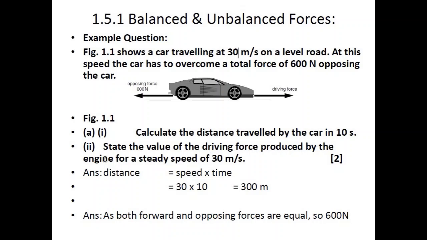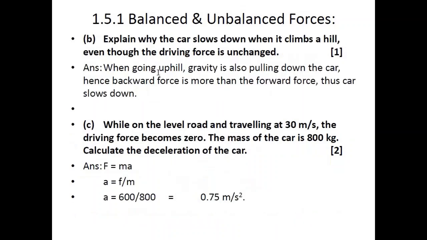State the value of the driving force produced by the engine for a steady speed. If the object is moving at a steady speed, that means the forward force and the backward force have been balanced out. Since the opposing force or the backward force is 600 Newton, then the driving force would also have to be 600 Newton, so the car can continue at a steady speed without any change in its speed, or a car can keep on moving at its current state of motion. Hence, the car will have to produce a force of 600 Newton.